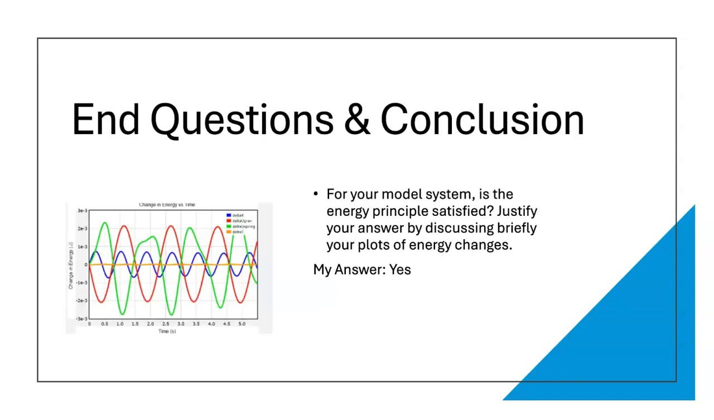So, for the model system, is the energy principle satisfied? I believe yes. For an energy system, if we assume that the surroundings do not affect the system, which they do not for this experiment, there should be no change in the energy of the system. That orange line in the graph represents delta E, and although it varies a little, it can be assumed that there is no change in the system.